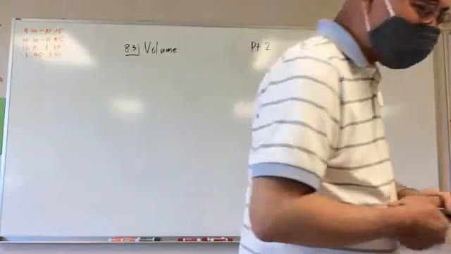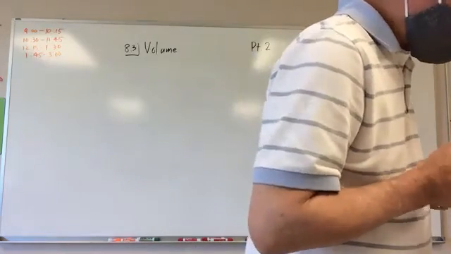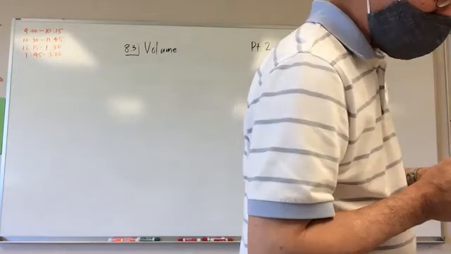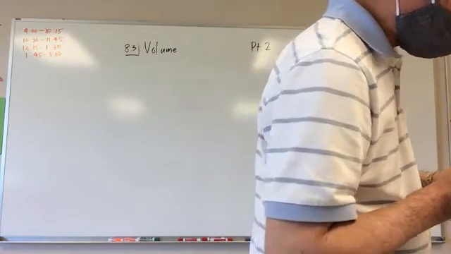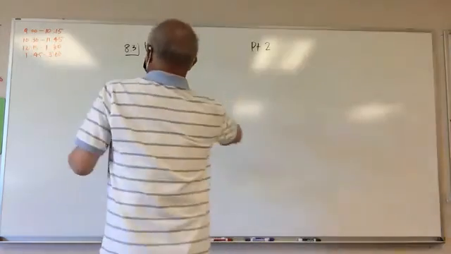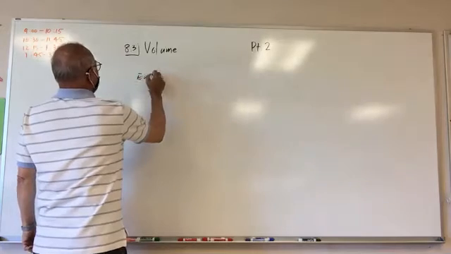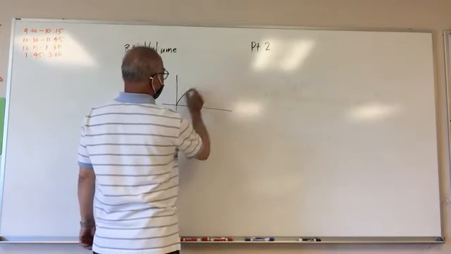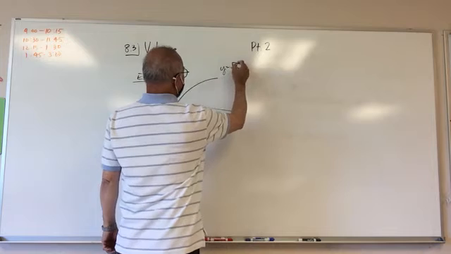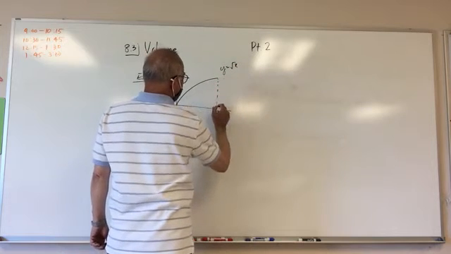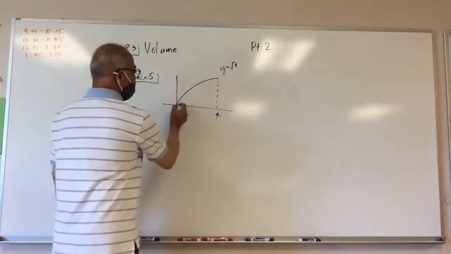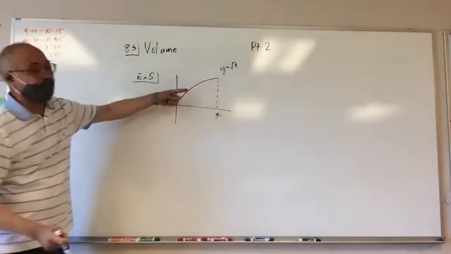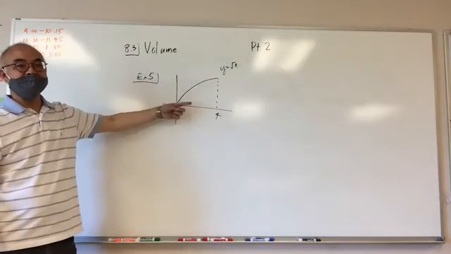Let's go ahead and do example number 5. The region bounded by the curve y equals root x, the x-axis, and the line x equals 4 is revolved around the x-axis. So y equals root x, x equals 4, and the x-axis. We're going to rotate this region around the x-axis.